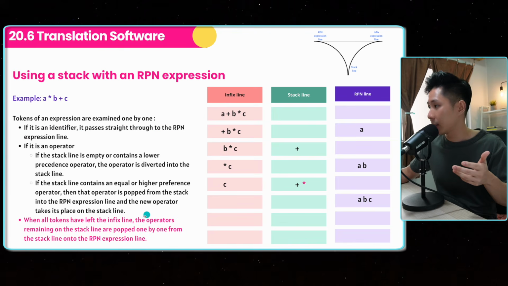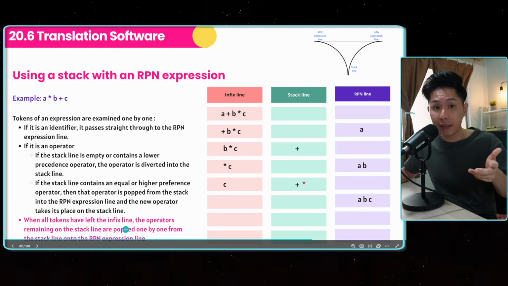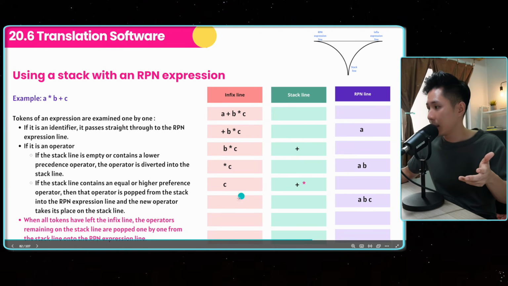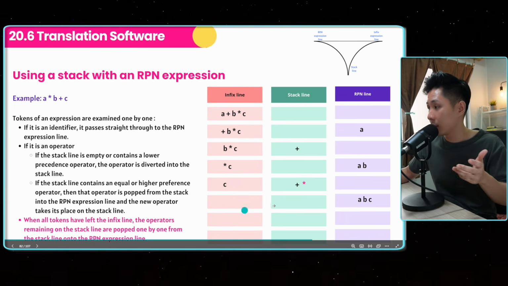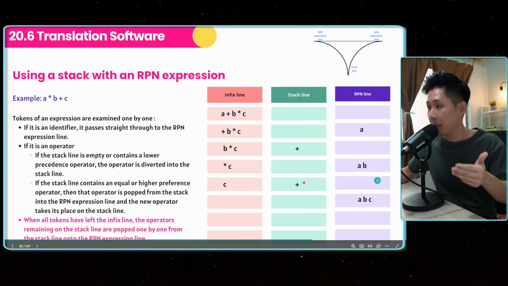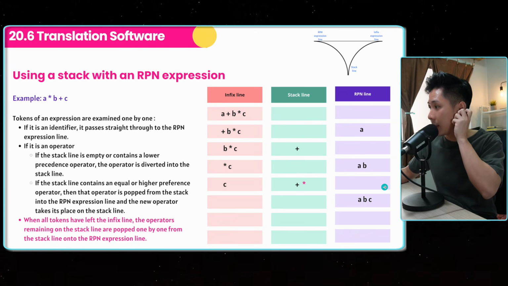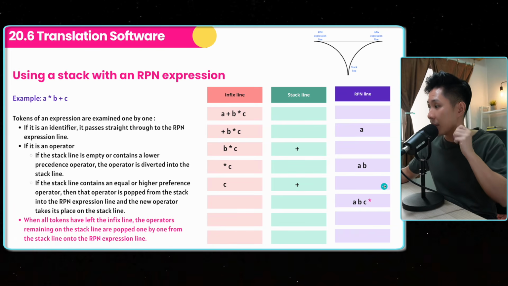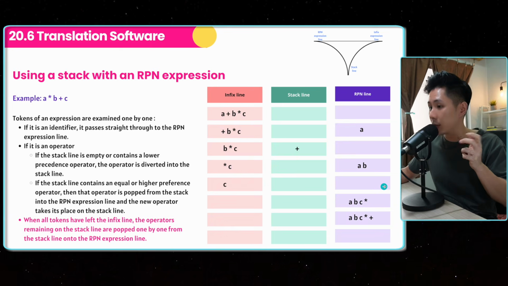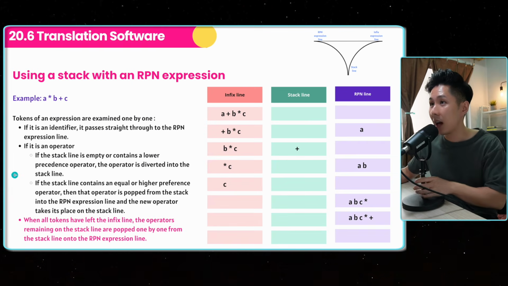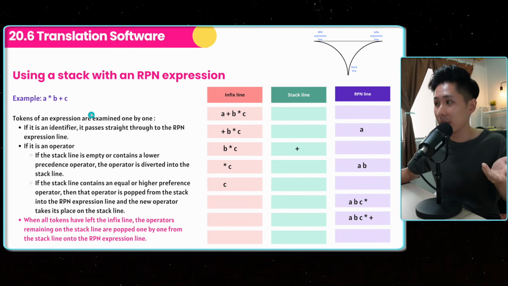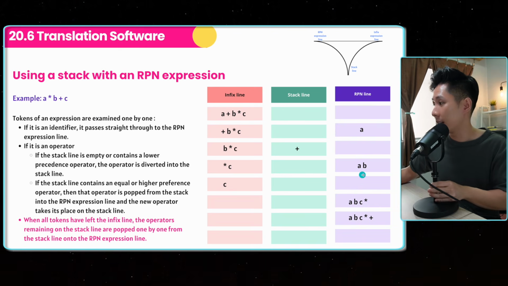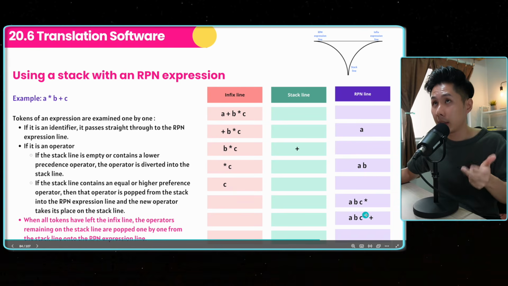Now, when all the tokens have left the infix line, meaning there's nothing here already, the operators remaining on the stack line are popped out one by one from the stack line into the RPN line. Pop means the first one will go first. So I'm going to pop the star into my RPN line, pop the plus into my RPN line. So this is how I use the shunting yard algorithm, using a stack, to find out my postfix notation.